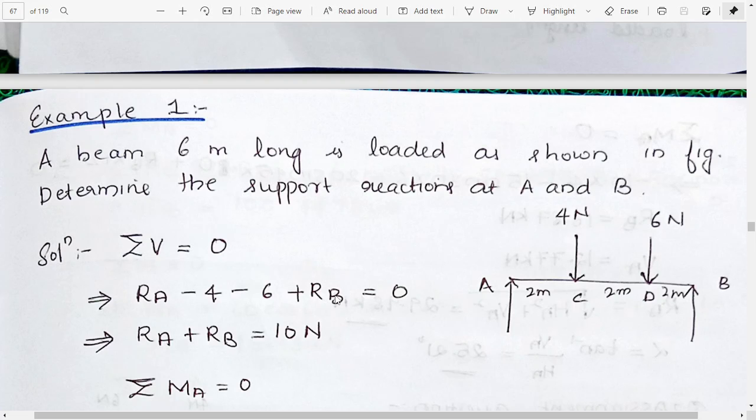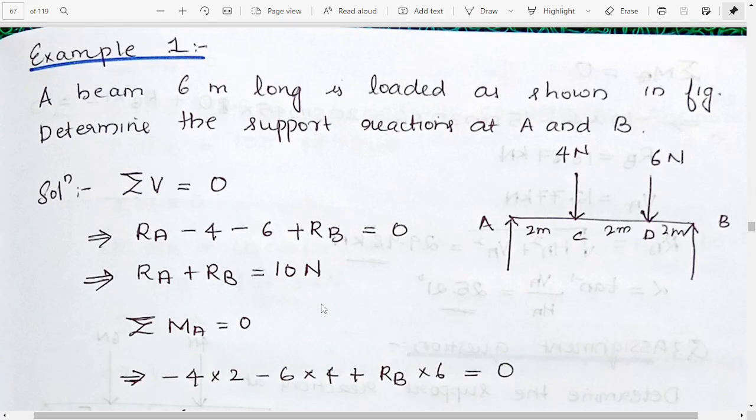In this video, we will be mainly talking about some examples related to beams. So let us get started. The first example here is that a beam 6 meter long is loaded as shown in figure. We need to determine the support reactions at A and B. So this is our figure like this.